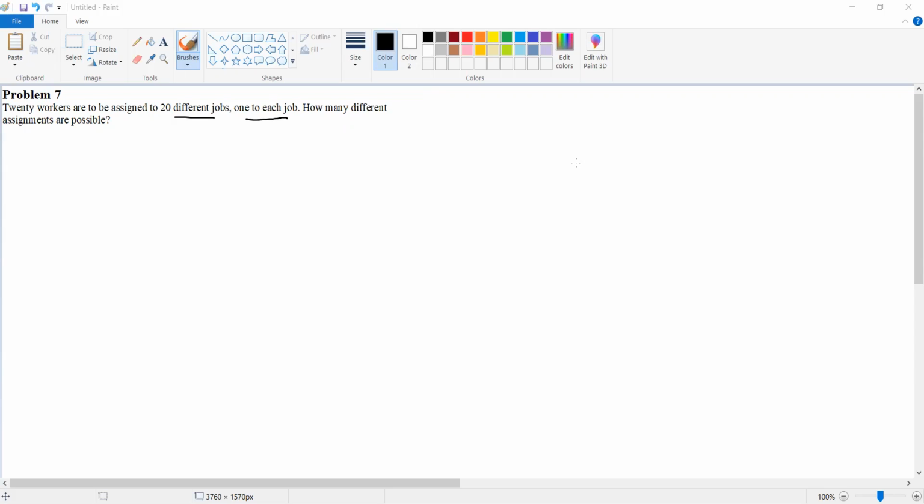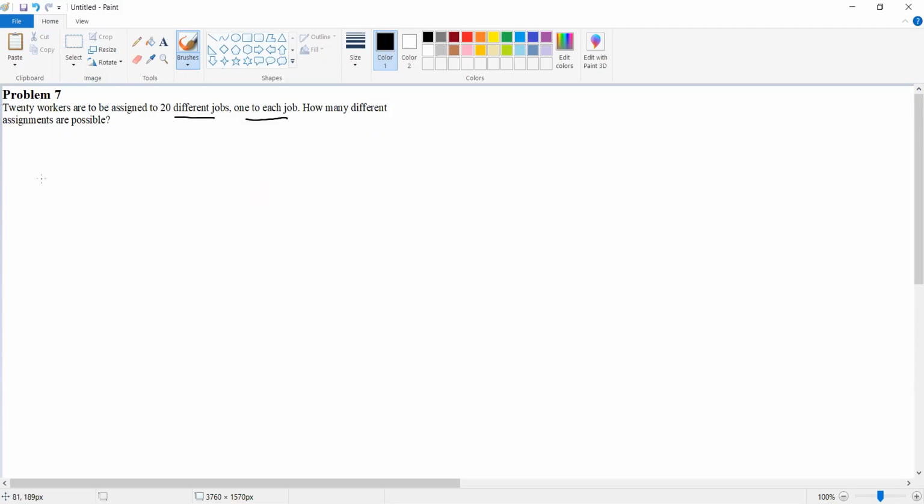20P20, ये कैसे? ठीक है, it is actually 20 factorial here because 20 different jobs. तो आप इस तरह से सोच लें कि एक जॉब कितने लोगों, किस बंदे को जा सकती है.